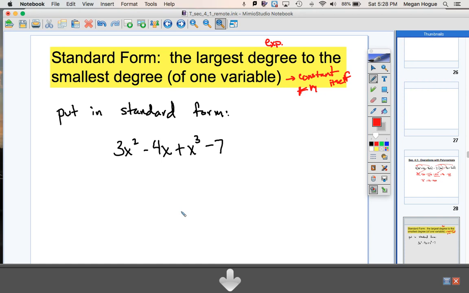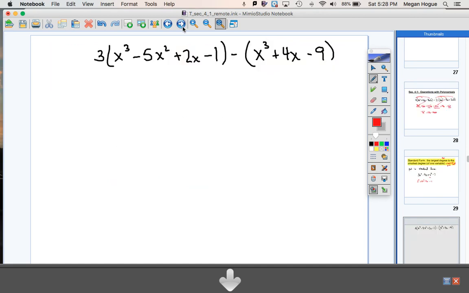All right, so we're going to put just this in standard form. No adding or subtracting we have to do. So I look for the biggest degree, the biggest exponent. That would be this one. So I'm going to start off with x cubed. And then I work my way down. So I have a 3x squared. And then I have a -4x and a -7. I have now put that in order. Biggest exponent down to that number by itself.